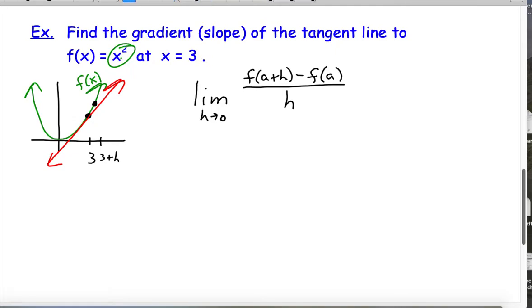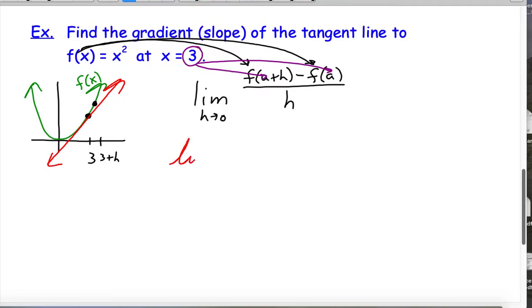So, let's erase this and draw some arrows. So my function, f of x, we know what that is. And my value for a, we know what that is. So now we're just going to go ahead and evaluate this. So to find the slope of the tangent line, we're doing the limit as h approaches 0 of f of 3 plus h minus f of 3 all over h.